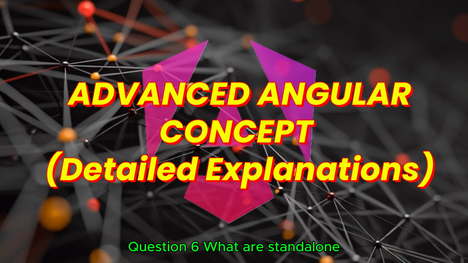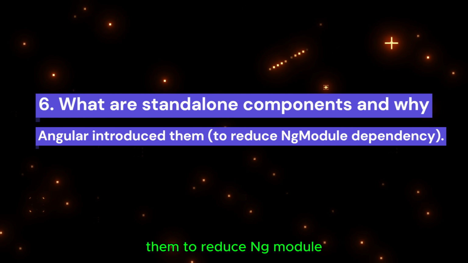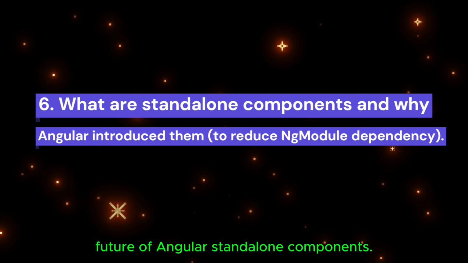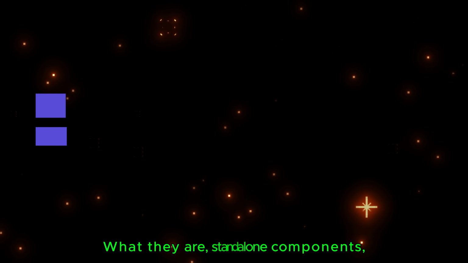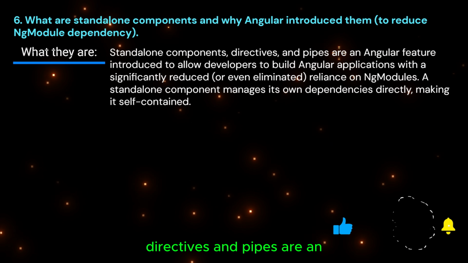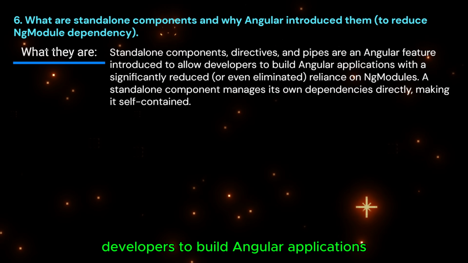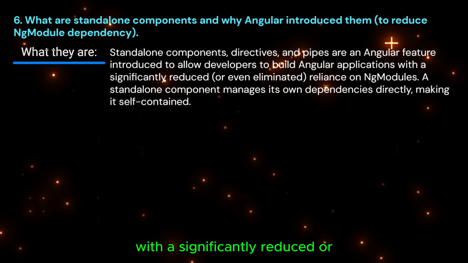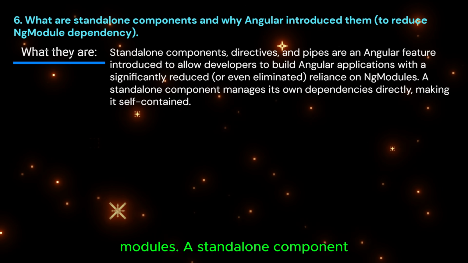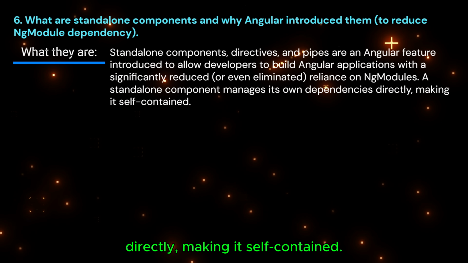Question 6. What are standalone components and why Angular introduced them to reduce ng-module dependency? This is the future of Angular. Standalone components. What they are: standalone components, directives, and pipes are an Angular feature introduced to allow developers to build Angular applications with a significantly reduced or even eliminated reliance on ng modules. A standalone component manages its own dependencies directly, making it self-contained.